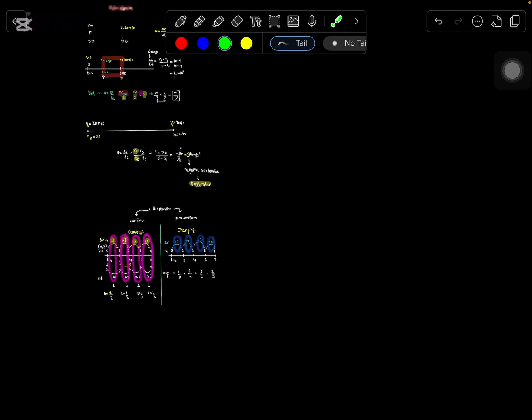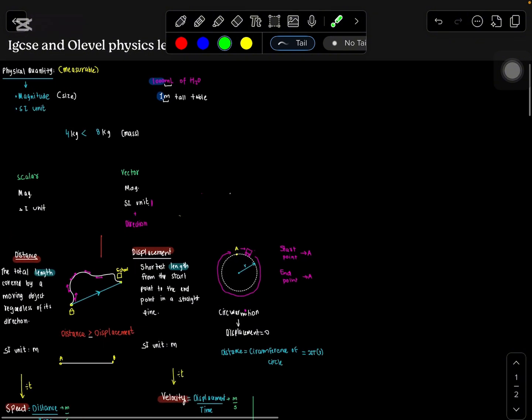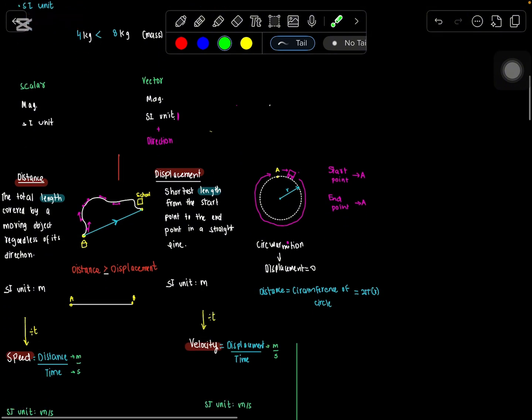Okay? So let's recap all of what we've studied so far. We studied that a physical quantity is a quantity that can be measured. It has a magnitude, which tells you the size of the physical quantity. And it has an SI unit, which gives you more context into the type of physical quantity you're talking about. Next, we have two types of physical quantities: scalars and vectors. On the left side, I've written scalars. On the right side, I've written vectors.